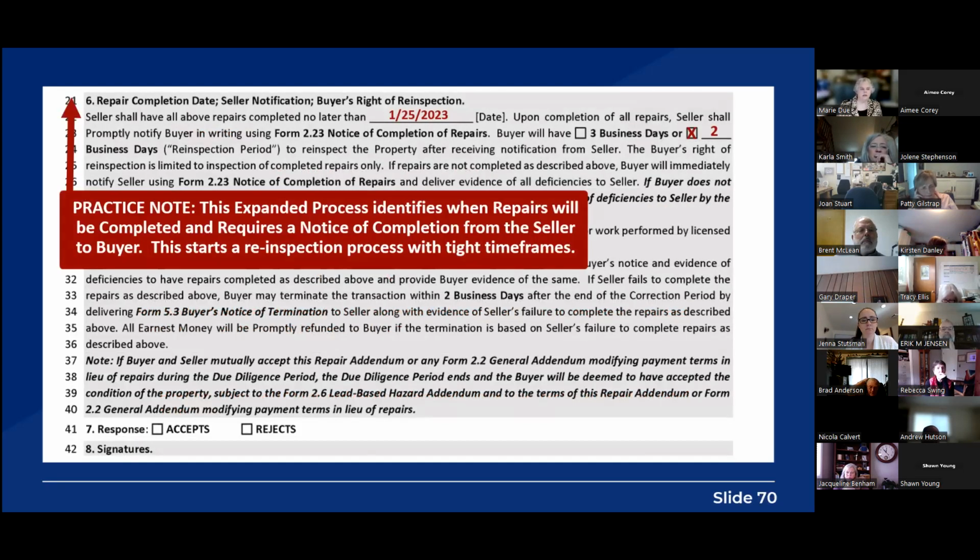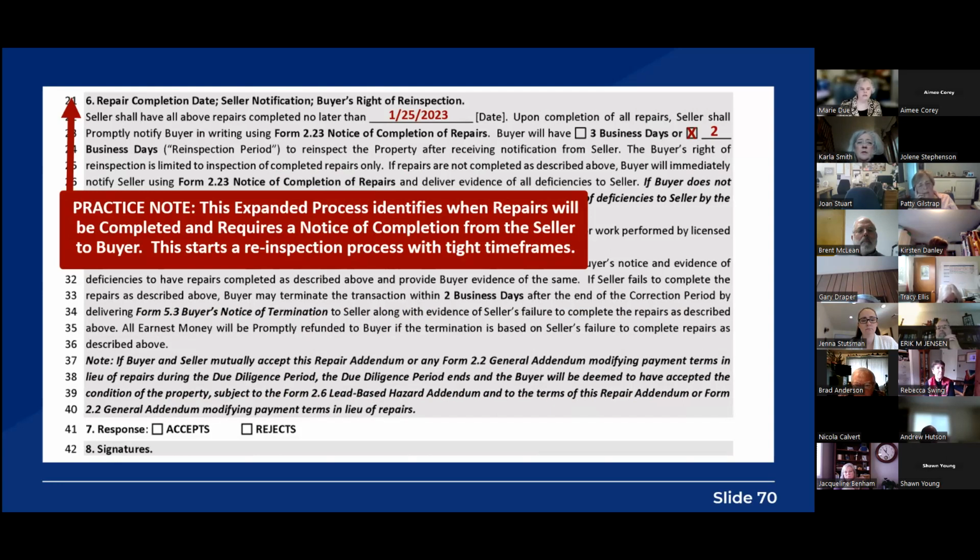Now, the completion date. This expanded process identifies when the repairs will be completed and requires a notice of completion from the seller to the buyer. This starts the re-inspection process with tight timeframes. Keep in mind, we are putting some tight timeframes.